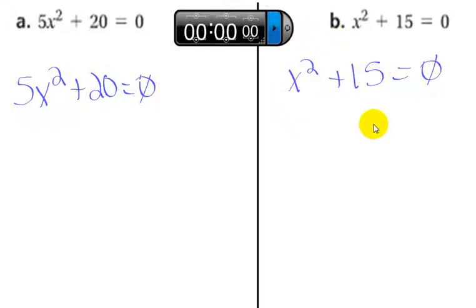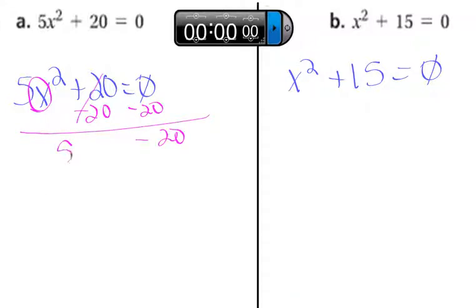Okay, so bring your attention back up here and let's check these together. So we're just trying to isolate our x. So we want to get rid of 20, so subtract 20 from each side, and you get negative 20 equals 5x squared. Now divide both sides by 5, and you get that x squared is equal to negative 4.